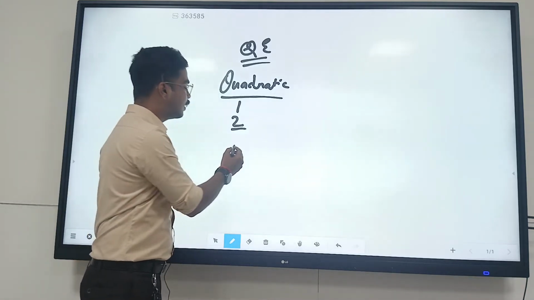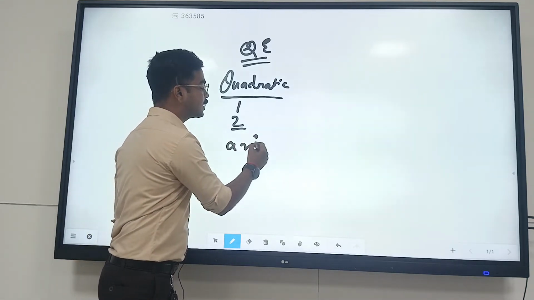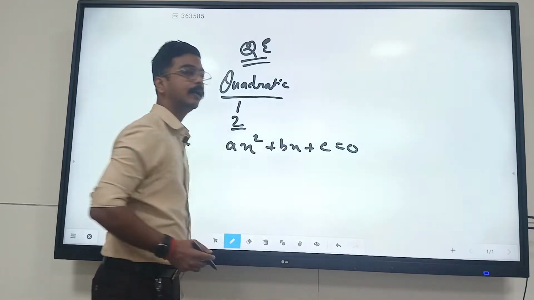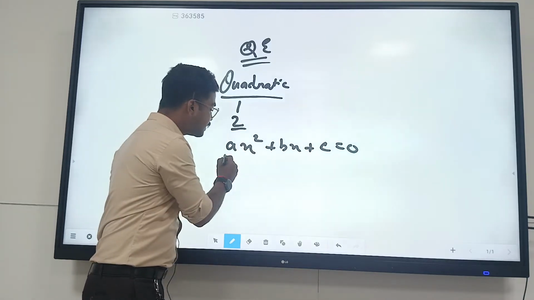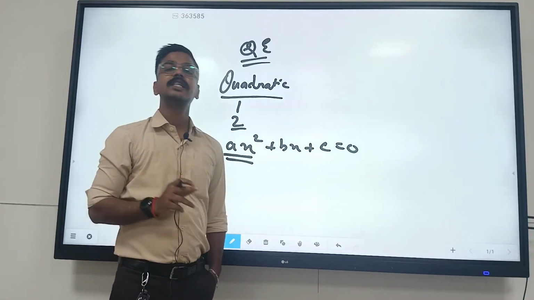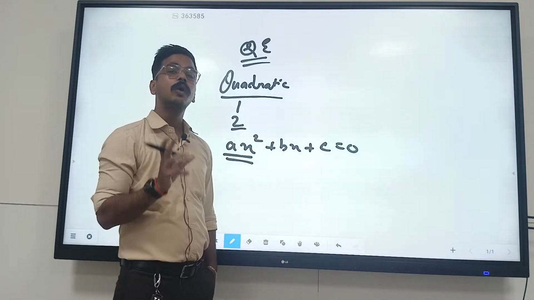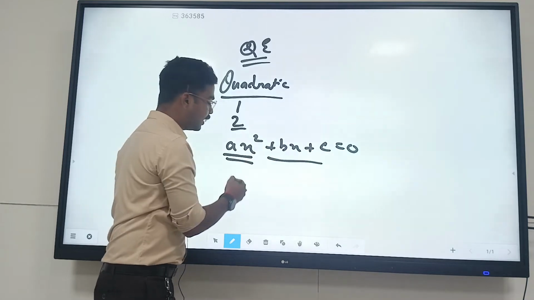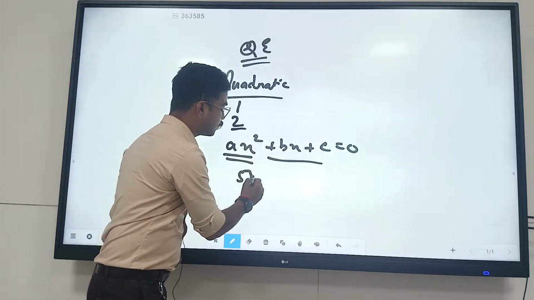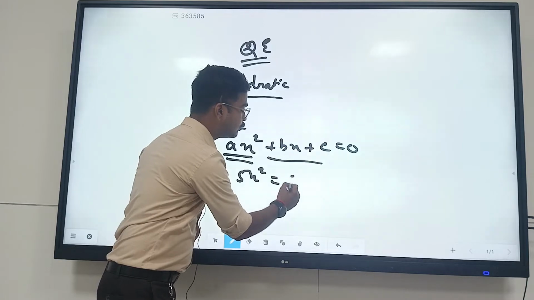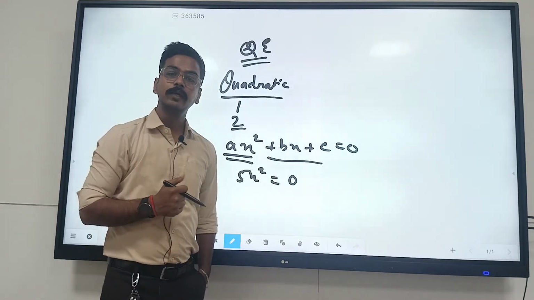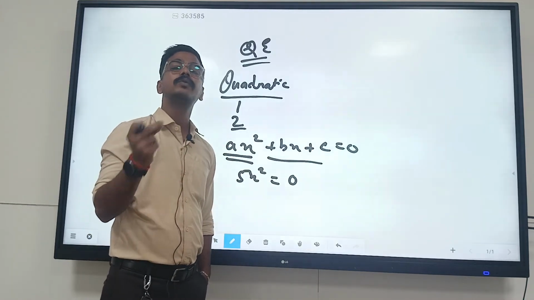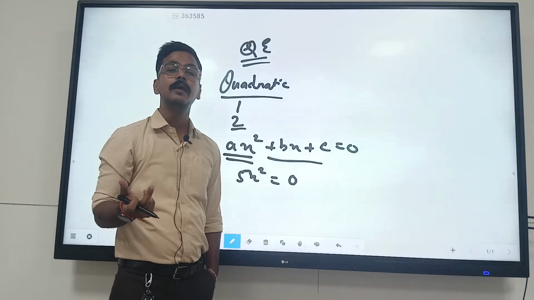Let's see what is the standard form of a quadratic equation. It is ax square plus bx plus c is equal to 0. Now you can see this is the most essential term for an equation to be called a quadratic. These two terms can be missing. For example, 5x square is equal to 0 can be a quadratic equation. But if the x square term, that is the power 2 term, is missing, then that equation cannot be a quadratic equation.